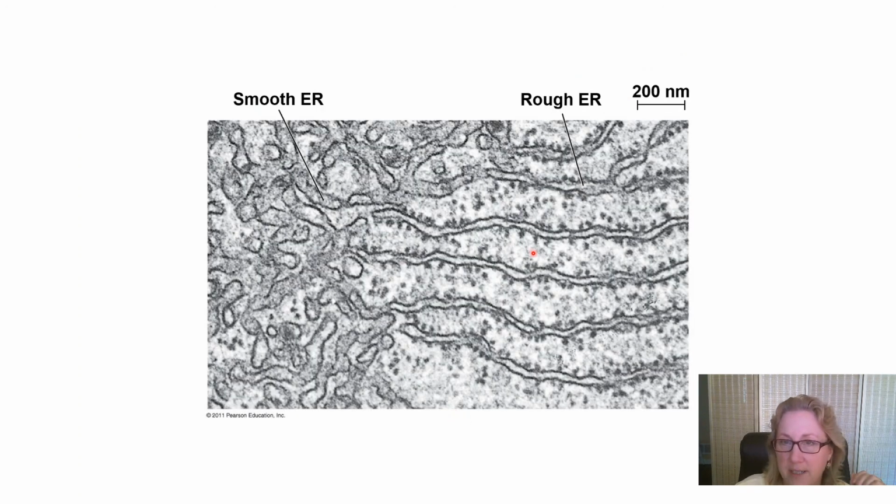So here's another nice TEM image of smooth and rough endoplasmic reticulum. You can see how it looks kind of like it's striped. But we now know that these stripes are actually thin slices through larger pancake-shaped structures that overlap each other and are connected with each other.